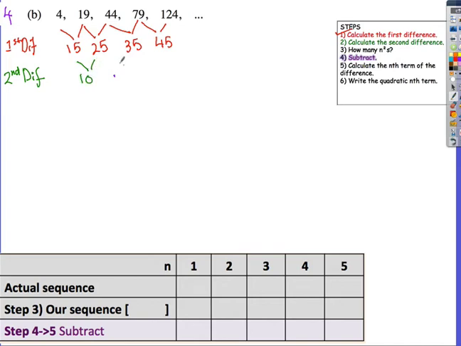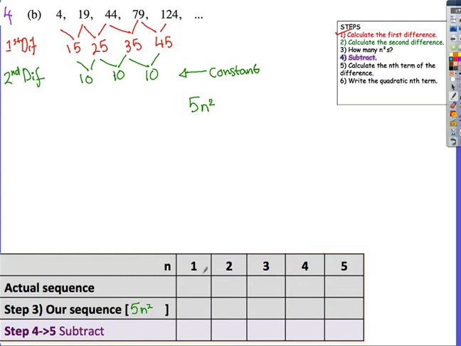is 10, 10, and 10. Since the second difference is constant, it is a quadratic, and we can halve the second difference to give us 5n squared. So our sequence is 5n squared.